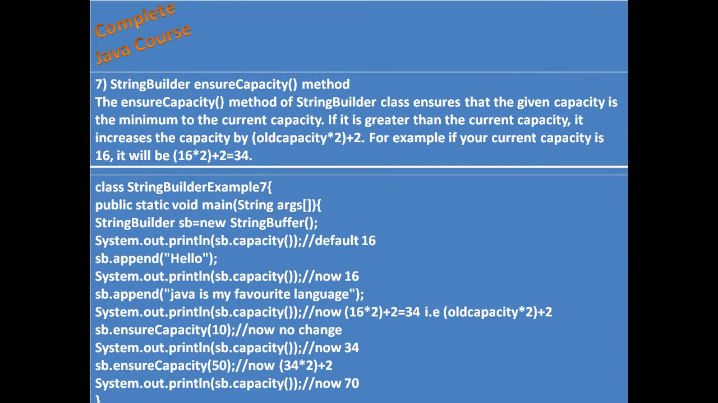So basically between the StringBuffer and StringBuilder classes there is only one major difference: StringBuffer is thread safe. All the methods in StringBuffer are synchronized methods, and in StringBuilder all the methods are non-synchronized methods. Otherwise, constructor wise, method wise and functionality wise, StringBuffer and StringBuilder are the same.